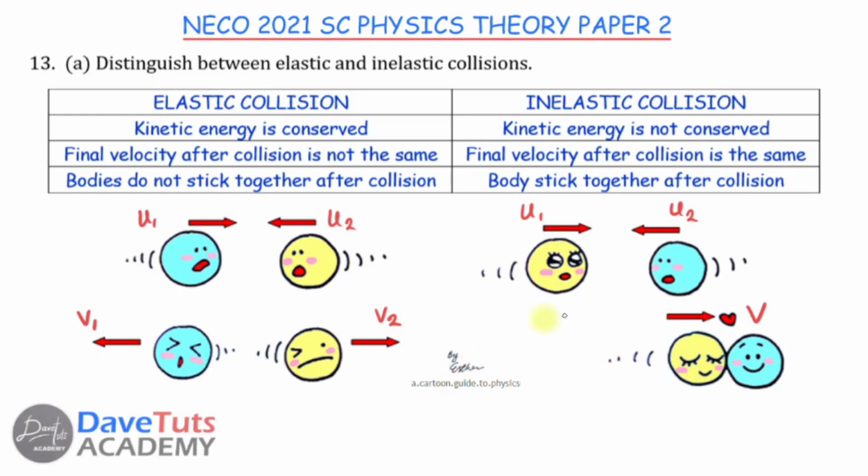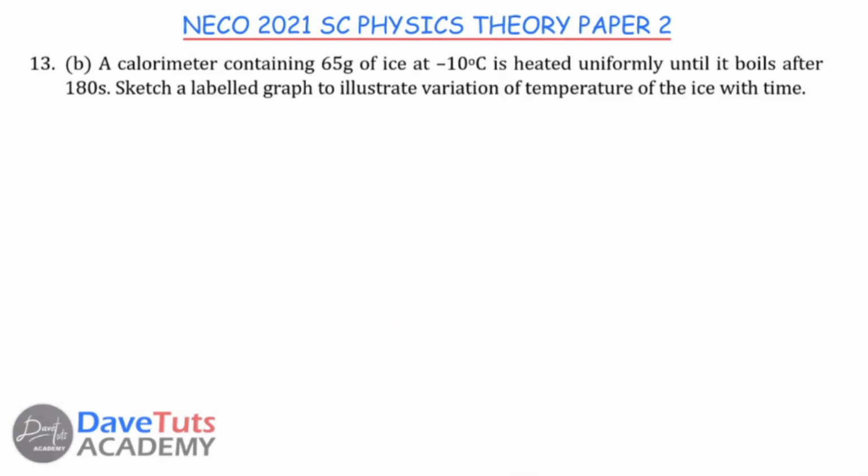So the prospect is that, just as noted by a cartoon guide to physics here, if it is in inelastic collision, then they're supposed to stick together, move on, and in that case kinetic energy is not conserved. But if it's elastic, the major issue is that kinetic energy is conserved and then their final velocity is not the same. So here in this question on heat, we are told that a calorimeter containing 65 grams of ice at minus 10 degrees Celsius is heated uniformly until it boils after 180 seconds.